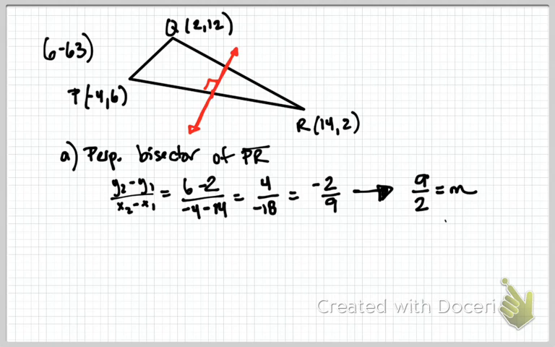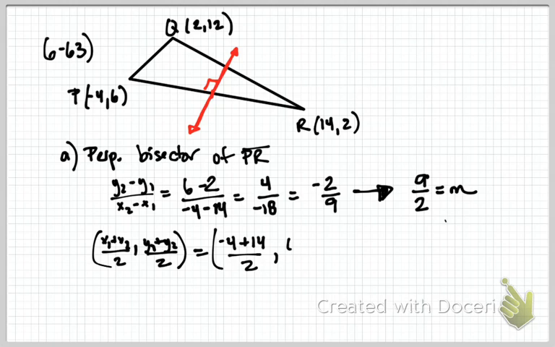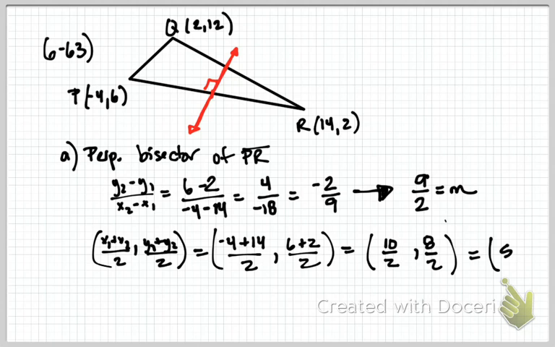Now, if it's a perpendicular bisector, we need to flip it and make it positive, so our slope m is 9 over 2. Now to bisect, we're cutting in half, so we need to find the midpoint. To find the midpoint, we average these. You might remember this formula: x1 plus x2 divided by 2, over y1 plus y2 divided by 2. So we get negative 4 plus 14 over 2, and 6 plus 2 over 2, which gives us 10 over 2 and 8 over 2, which is 5, comma 4.